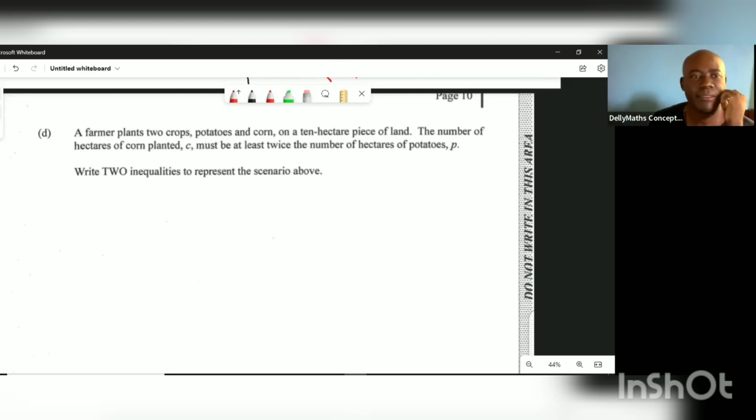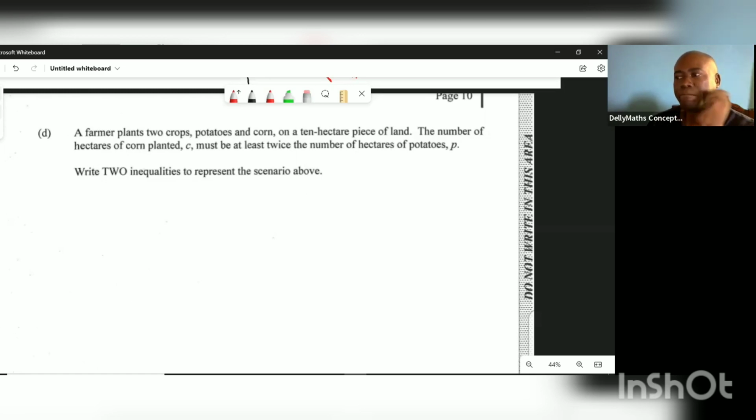All right, question D says, a farmer plants 2 crops, potatoes and corn. No, let me read it over. A farmer plants 2 crops, potatoes and corn, on a 10-acre piece of land. The number of hectares of corn planted must be at least twice the number of hectares of potato planted there, right? Write 2 inequalities to represent the scenario above.